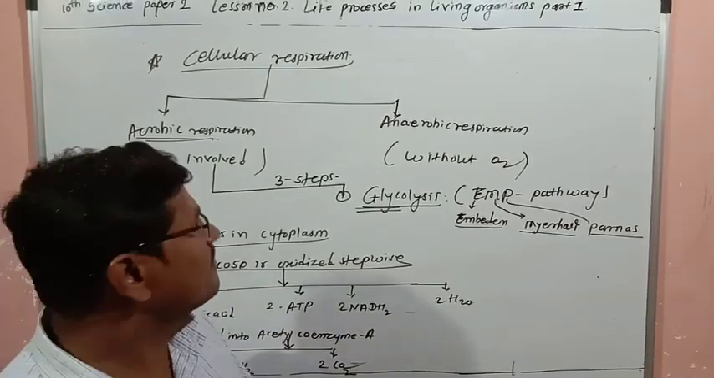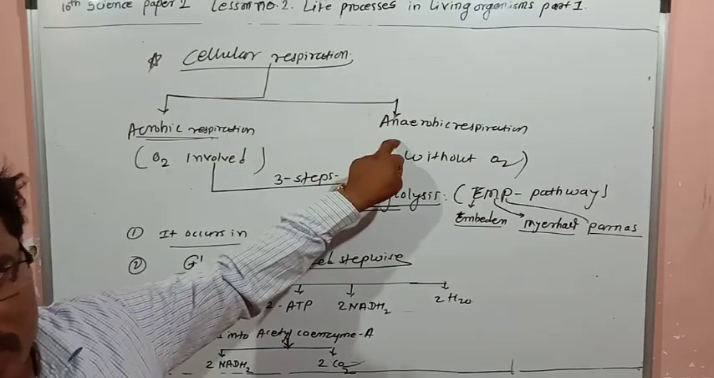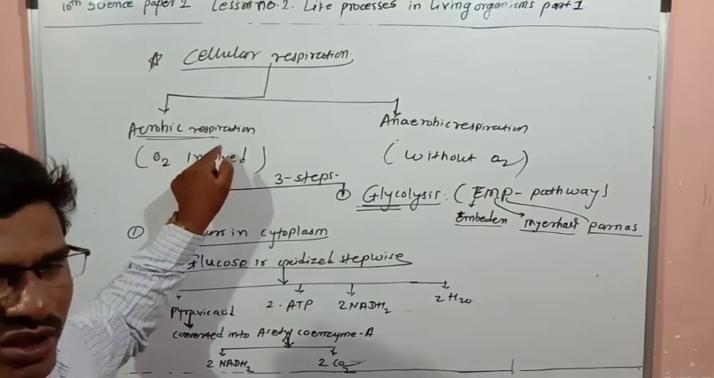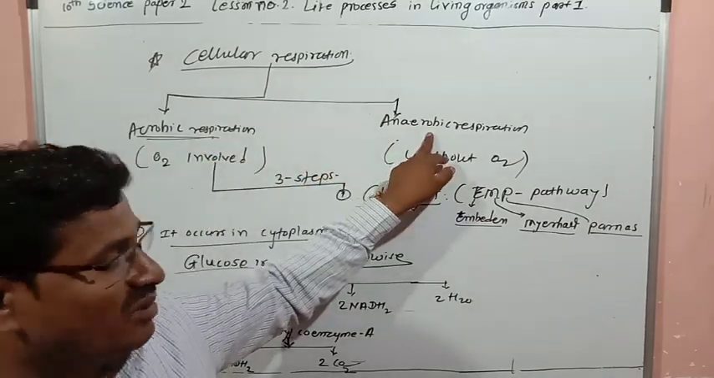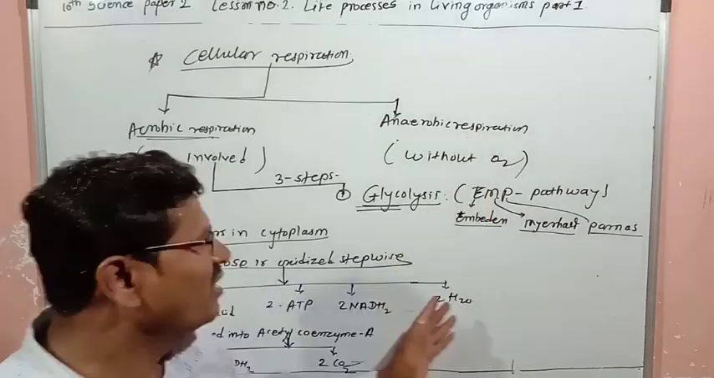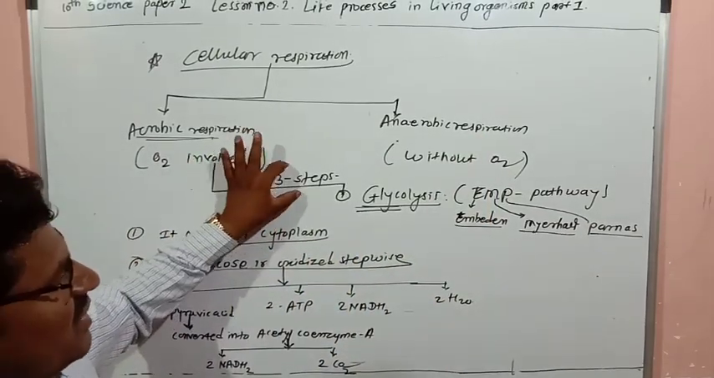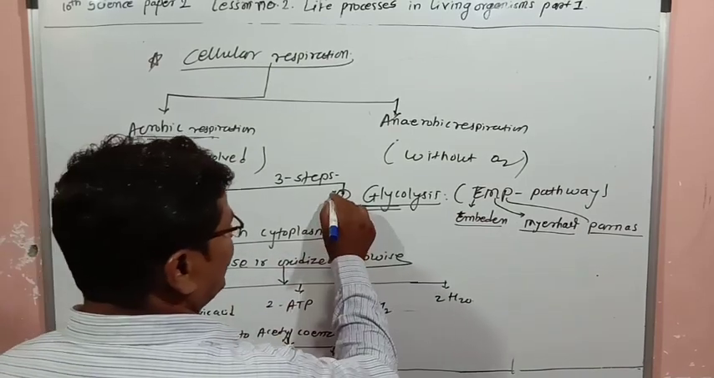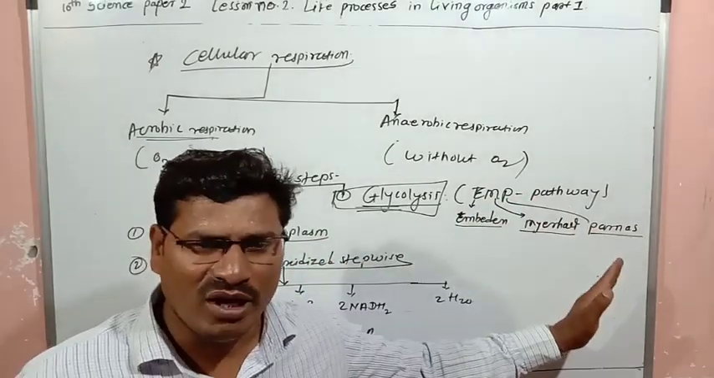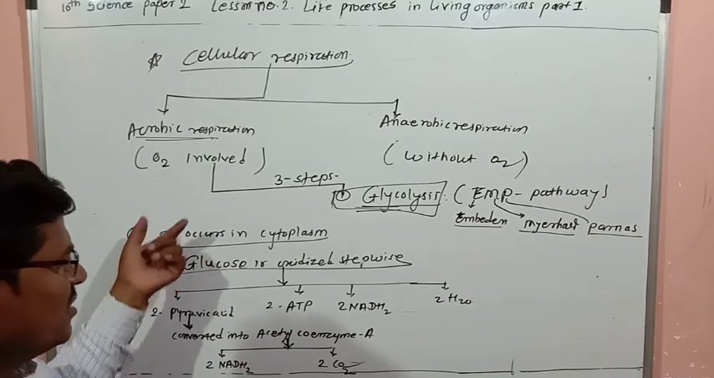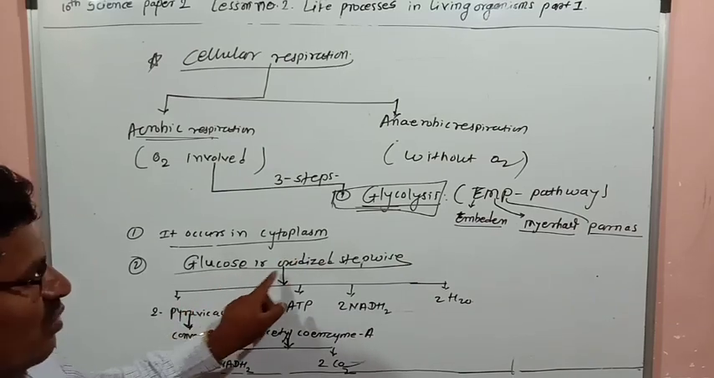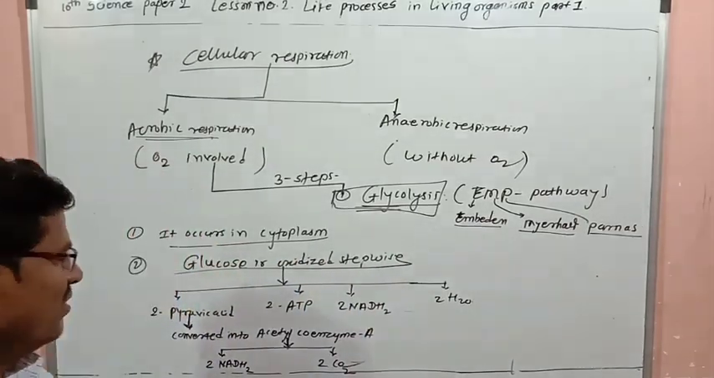One more time: aerobic respiration and anaerobic respiration. Aerobic respiration takes place in the presence of oxygen; production of energy from digested food with the help of oxygen is called aerobic respiration. Anaerobic respiration is production of energy from digested food without the help of oxygen. Aerobic respiration takes place in three steps, and the first step is glycolysis, also called the EMP pathway. In glycolysis, the first point is that it occurs in the cytoplasm of the cell. The second is that glucose is oxidized stepwise.